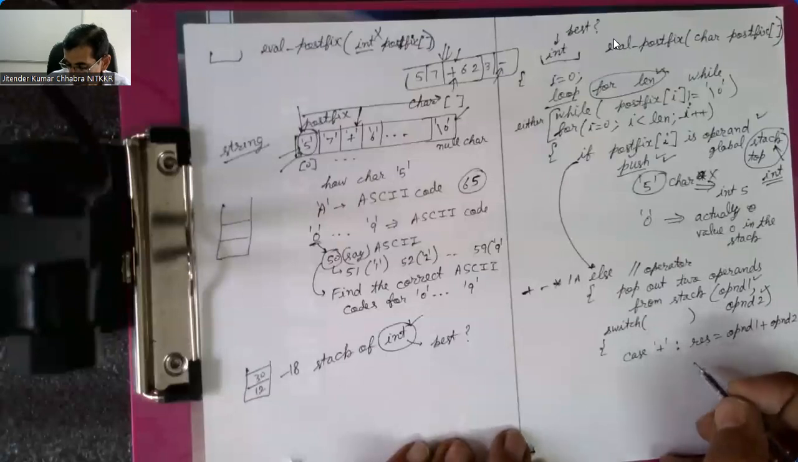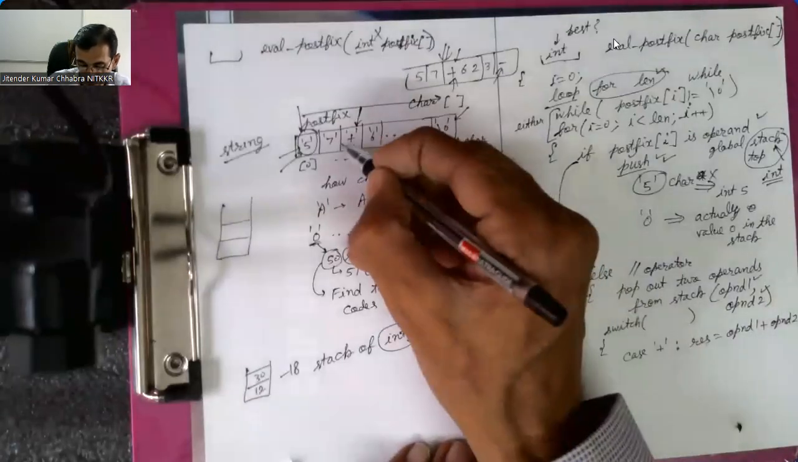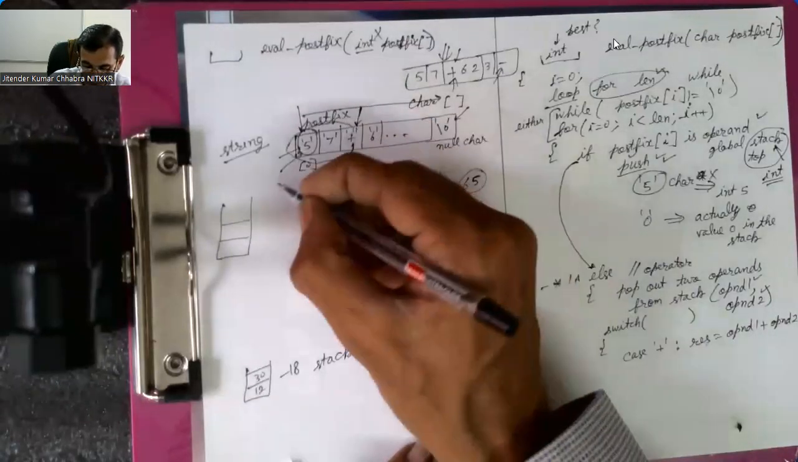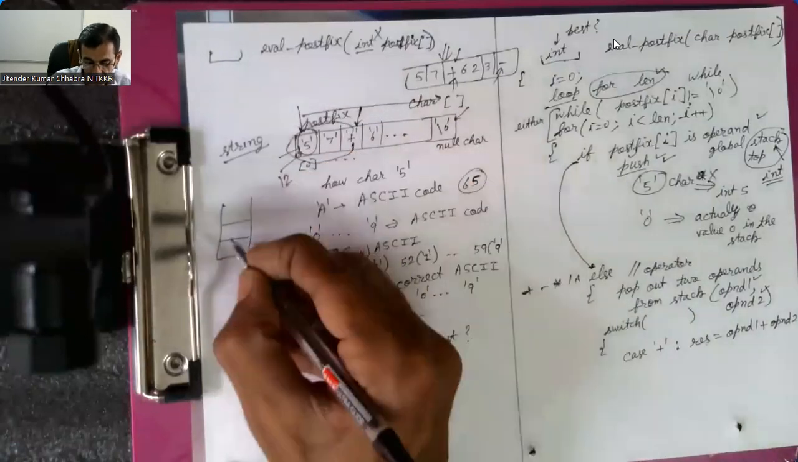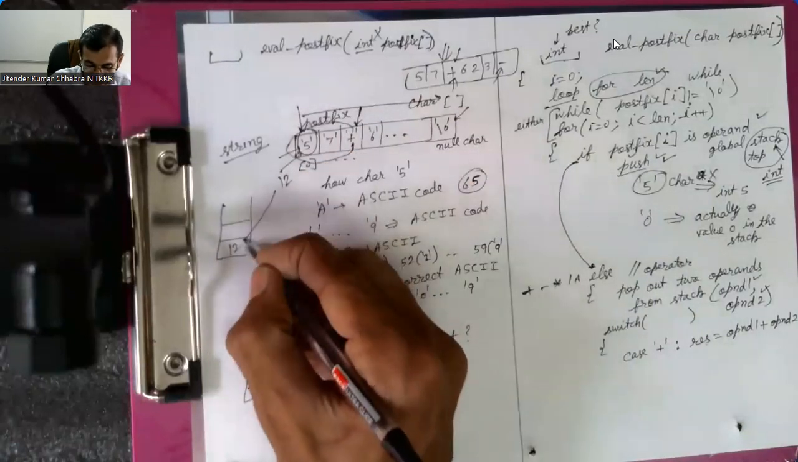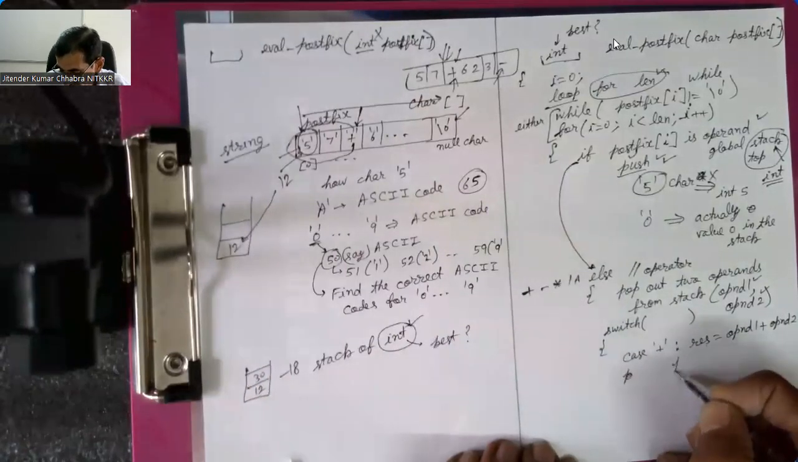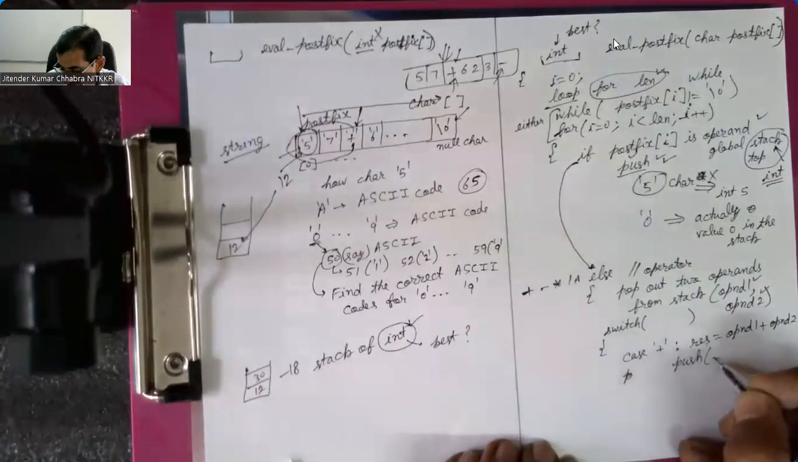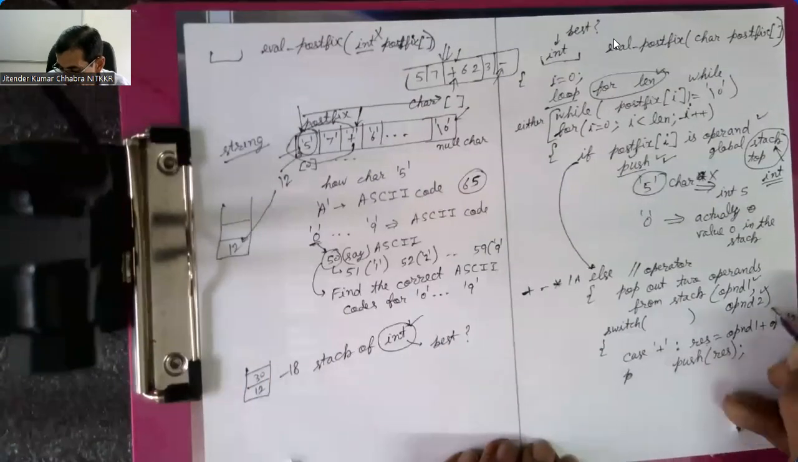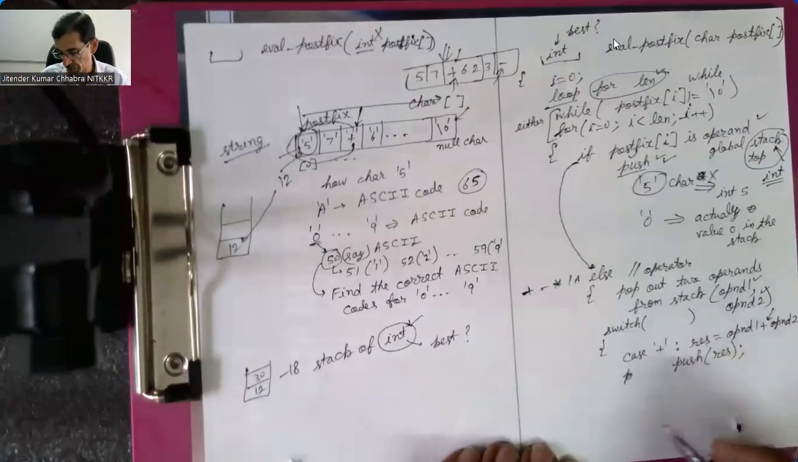If done, what next? Once I have found 5 plus 7 as 12, now this 12 will be pushed into the stack. So now I can easily say push result. Because the result is guaranteedly an integer, since I have done this plus, it will be pushed. Similarly, I can have a case for the minus, and so on.